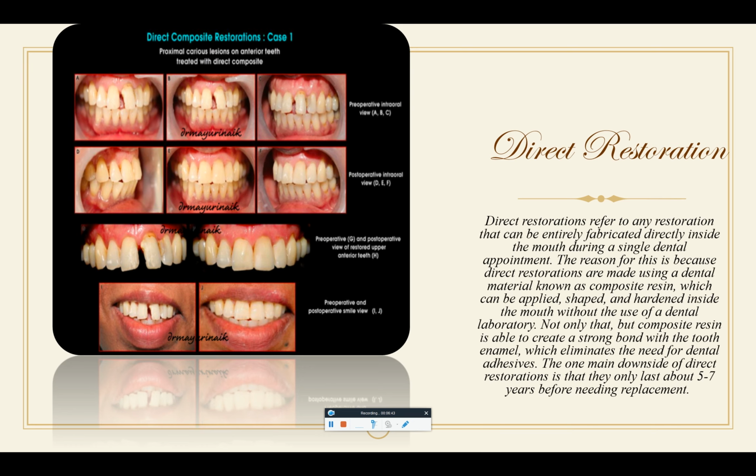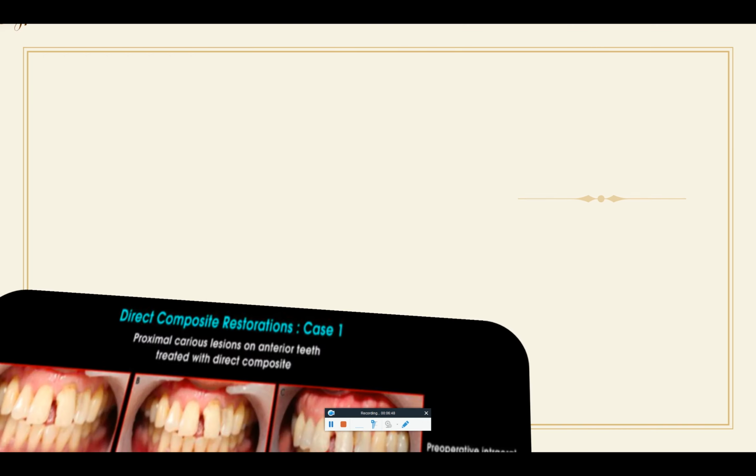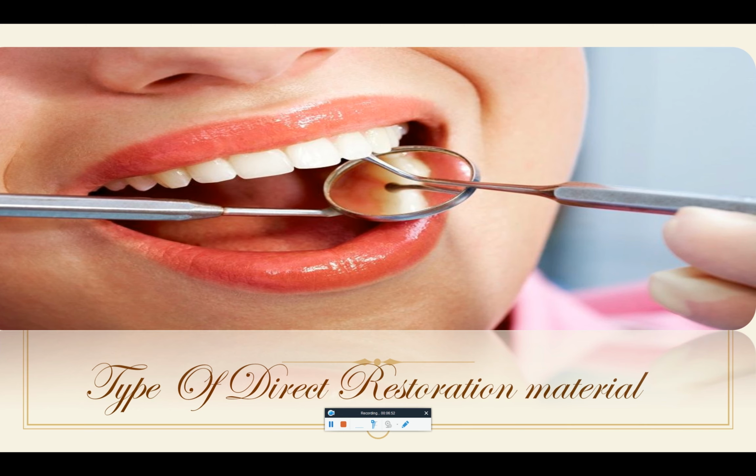Now let's move on to the types of direct restoration material. Well, the most commonly used material is filling, and there are a lot of types of fillings. First off, we always prefer to choose the composite type. Why do we always use composite? Because composite is one of the most perfect fillings that we can use for all teeth, posterior and anterior, depending on the caries or the reduction of the tooth. It can be fabricated very well, and there are a lot of types of it.